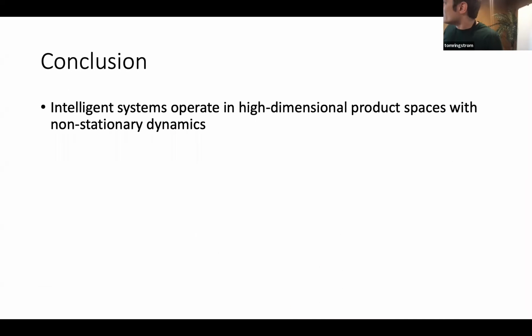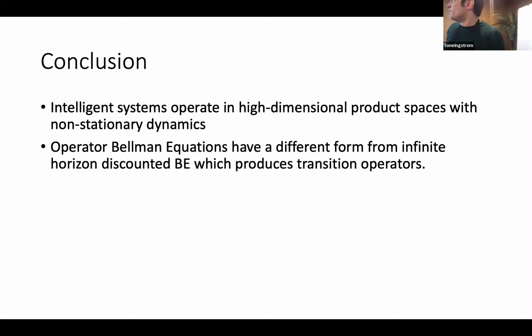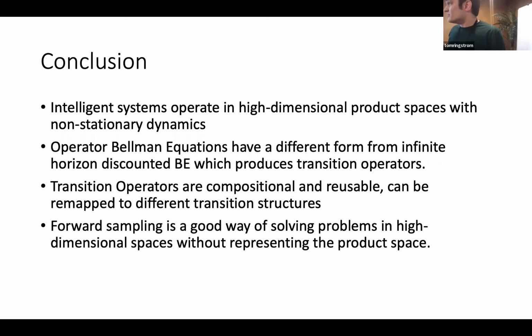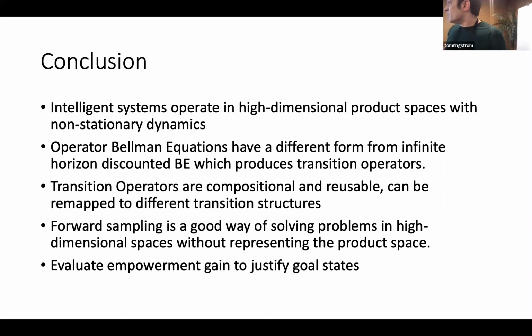Intelligent systems operate in high-dimensional product spaces with non-stationary dynamics. Operator Bellman equations have a different form from infinite horizon, which produces transition operators. Transition operators are composable and reusable and can be remapped to different transition structures. Forward sampling is a good way of solving problems in a high-dimensional product space in a factorized form. And because empowerment is a function of a transition operator, you can even compute it on these jump operators. I was computing this on these low-level operators, but you can also work in the space of tasks, so you can work at long time ranges.